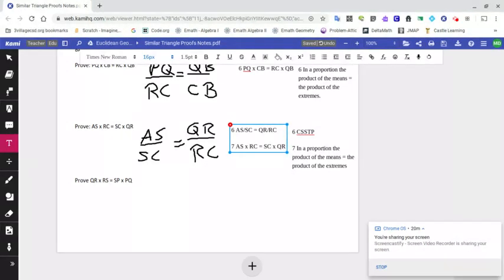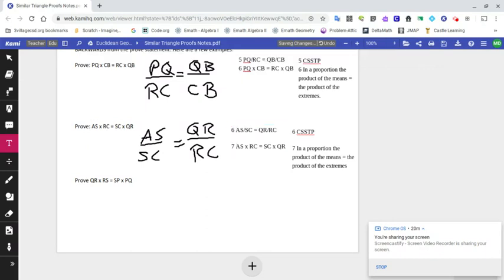Okay, now one more. All right, so let's take a look at one more. Suppose my proof statement is now QR times RS equals SP times PQ. Again, I'm now going to first get the proportion that would result in that cross product. So I know that QR and RS have to be diagonal from each other, and SP and PQ have to be diagonal from each other. Okay, so I'm going to look back up the diagram, QRSP and PQRS.